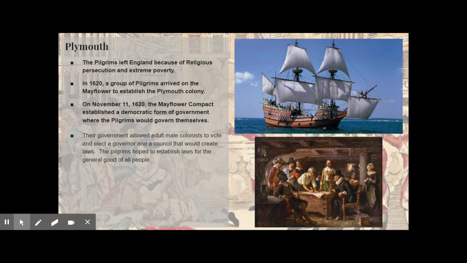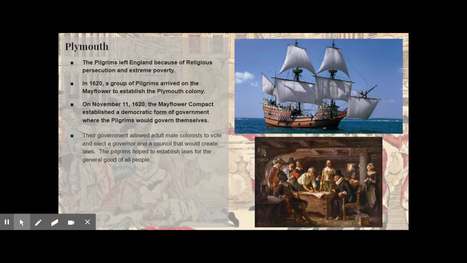Now, another group, and I'm sure you've heard quite a bit about the Pilgrims, was the Plymouth colony. The Pilgrims left England primarily because of religious persecution. They were called Puritans. They sought to purify the Anglican Church, and because of that, they were kind of social and religious outcasts. They wandered around England and then later in the Netherlands until finally they realized that their children were not growing up as Puritans. So they decided they were going to have to get someplace and set up their own religious community.